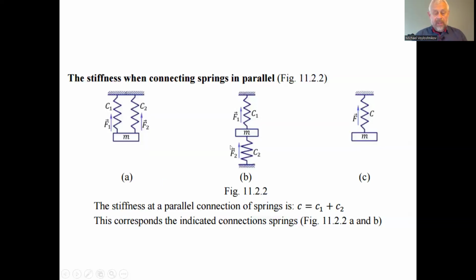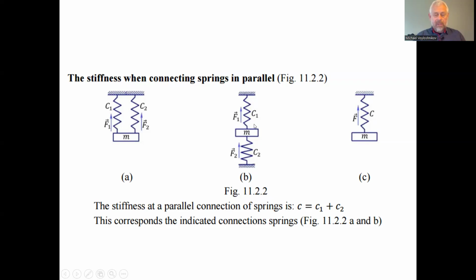Here we have two springs connected to the supports. So this scheme of the connection of springs to the load and to the support is equivalent to the considered option 11.2.2a, when we have the parallel connection of two springs. So here, as well as in option B, the same as in option A, we have the equivalent stiffness of two springs connected in parallel.